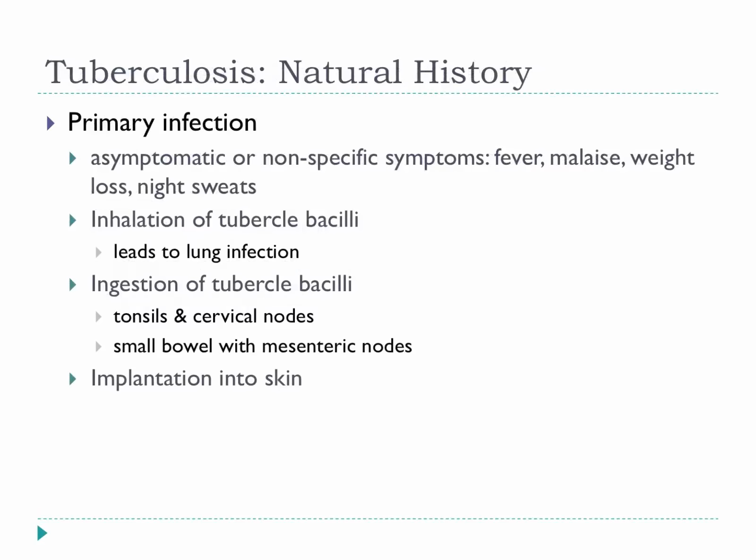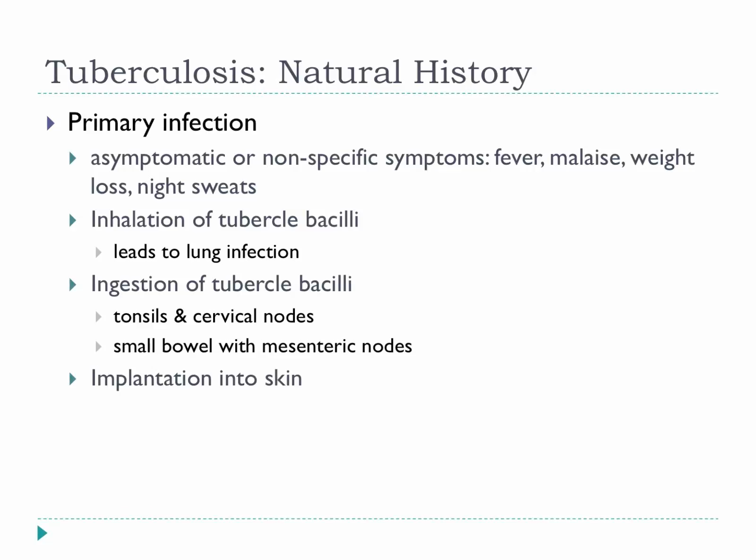In terms of natural history, how does the course of tuberculosis look? Well, you start off with this primary infection, which may have no symptoms at all. Or it may be that you just get these non-specific symptoms: fever, malaise, weight loss, night sweats. There are basically three ways in which you get the infection. The most common by far is inhalation of the tubercle bacilli, and this leads to infection in the lungs.